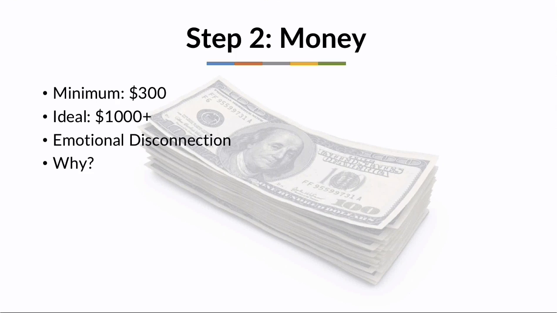Step 2 is the money. For this course, we require you have at least $300, but ideally $1,000 or more. And we want you to emotionally disconnect from this money. So why emotionally disconnect from this money? If you emotionally disconnect from this money, you think of it as just play money.